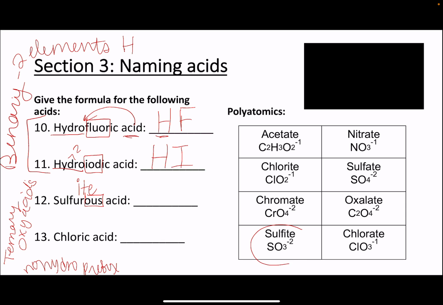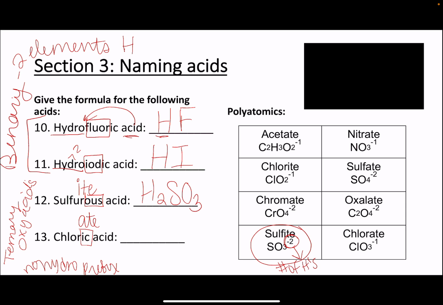If OUS is there, that means it came from ITE. So we need to find sulfite. Now this too lets us know the number of hydrogens. So we're going to see it as H2SO3 for sulfurous acid. Now, if we see IC, that means it came from ATE.